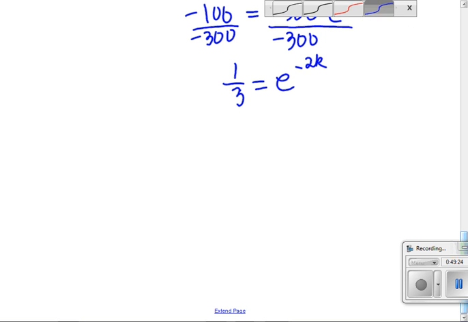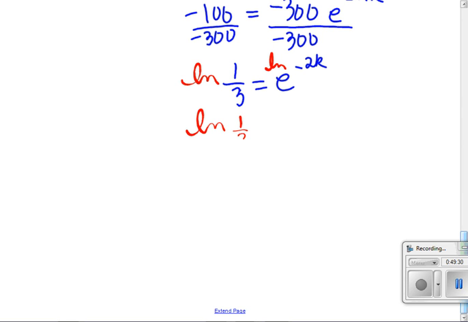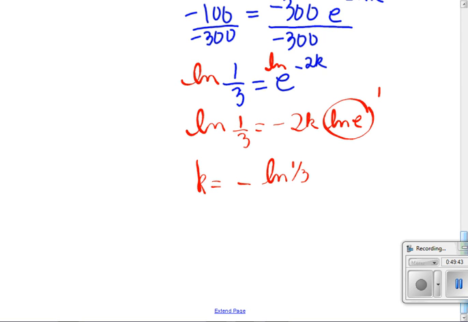Yep, log both sides. So the log of 1/3 equals negative 2k times the log of e, but we know the log of e, that's just 1. So k is equal to negative log of 1/3 divided by 2.